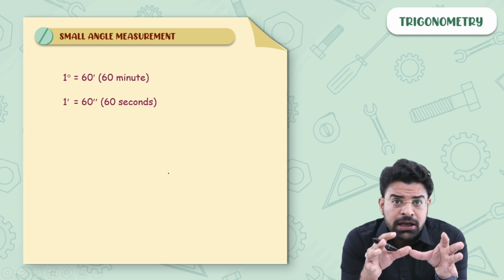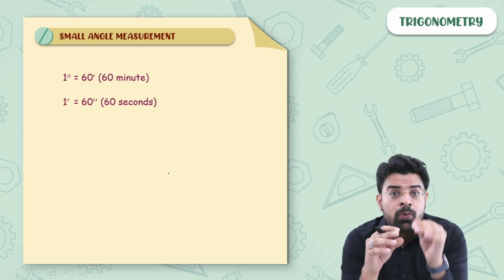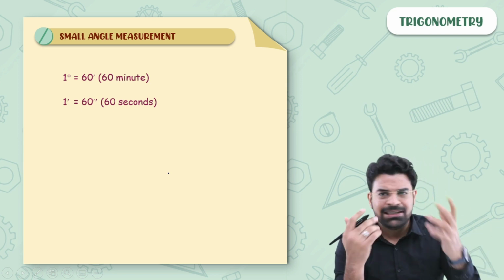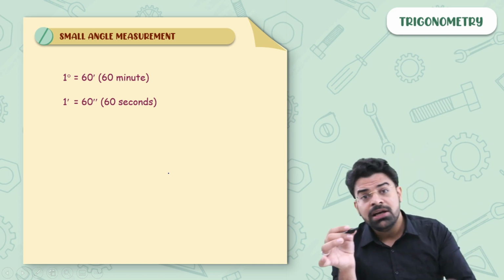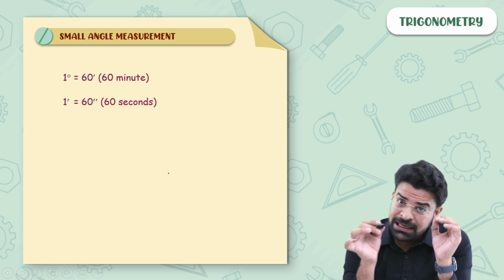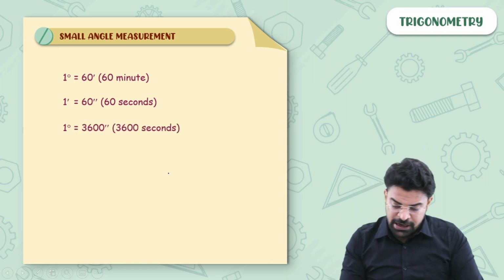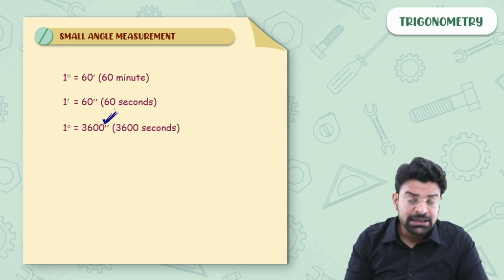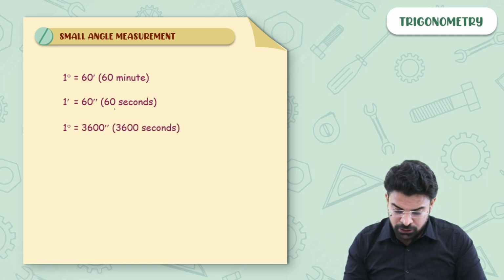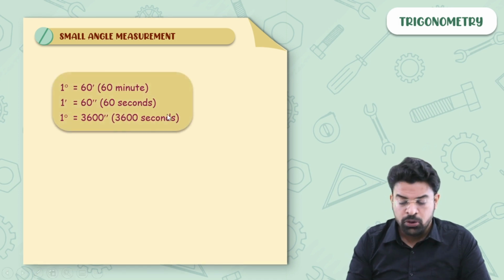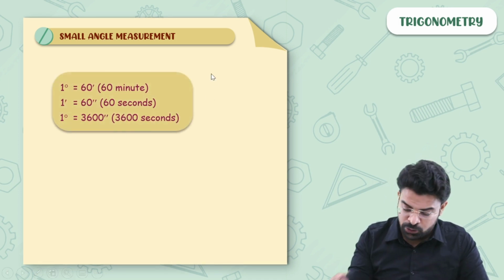So if I tell you that 1 degree equals 60 minutes, and 1 minute equals 60 seconds, and I ask you 1 degree equals how many seconds, you will say, sir, just like 1 hour has got 60 minutes and every minute has got 60 seconds, in the same way 1 degree will have 3600 seconds. So just keep in mind these small operations, they might be useful in some questions.